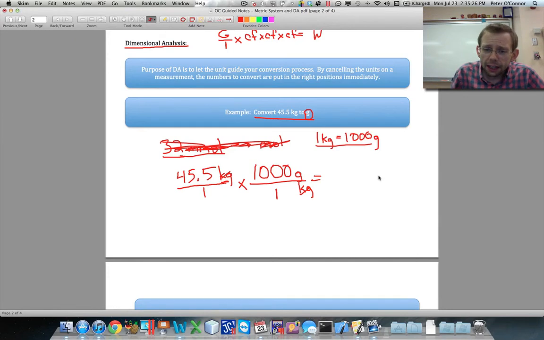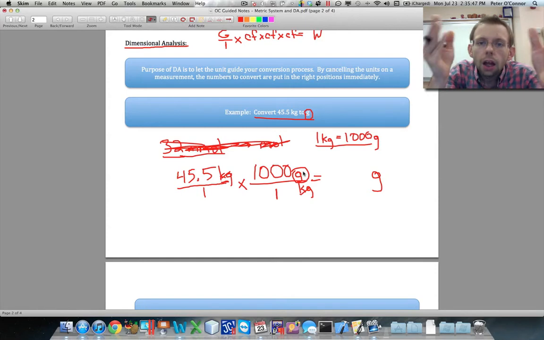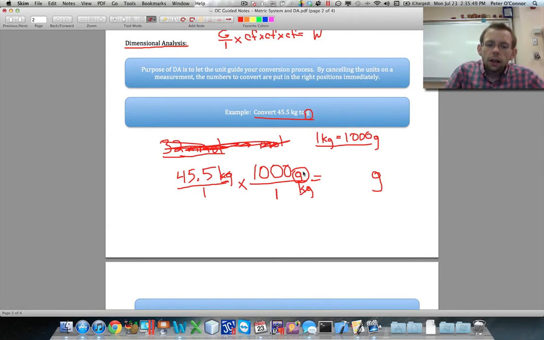Kilogram cancels out. Gram is the only unit left in the problem. Because kilogram went bye-bye, canceled out. Grams left. Okay? So we have 45,500 there. All right? That's dimensional analysis. It doesn't get much harder. If you can always think to yourself, I just need to get the units to cancel out, everything's fine. If you haven't noticed, a lot of times you want to pretty much put whatever unit's here down here because you want it to go away.